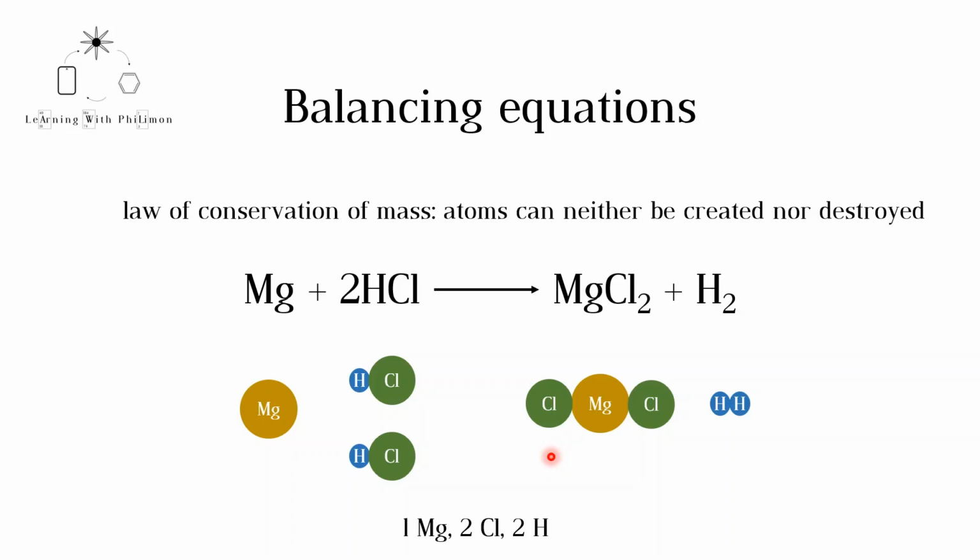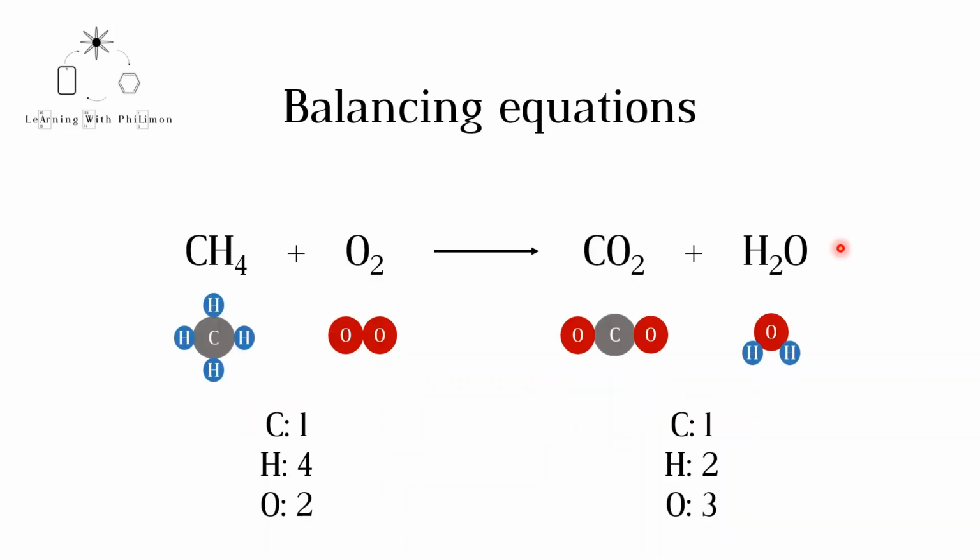For example, the chlorine atoms were bonded to hydrogen atoms in the reactant side and are then bonded to a magnesium atom in the product side. This is why chemical reactions are defined as a rearrangement of atoms. Note that the atoms in this diagram are not to scale, and the bonding in magnesium chloride is not accurately depicted. You will often be asked to balance chemical equations.